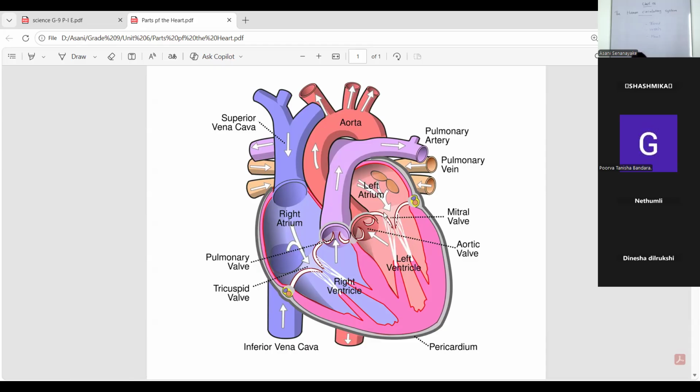But we are not drawing this one. In your school, they don't ask to draw the heart. In the school, especially in the term test, they don't ask to draw the heart and label. Drawing and labeling the heart is not expected in your school term test.